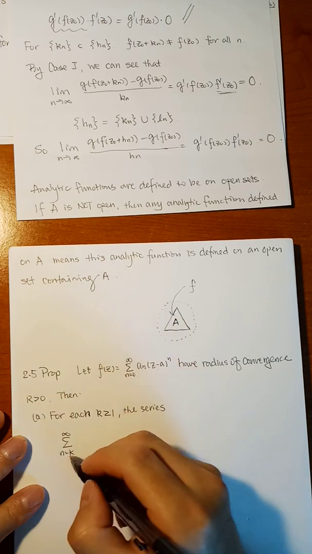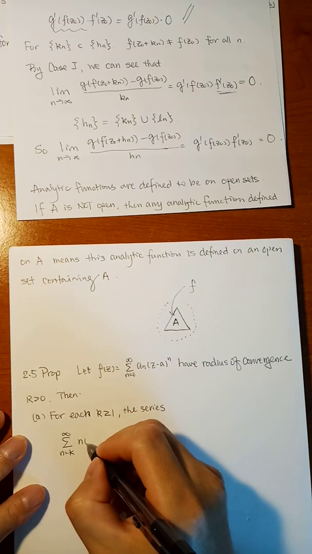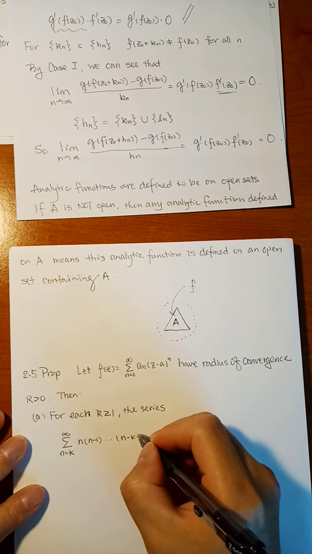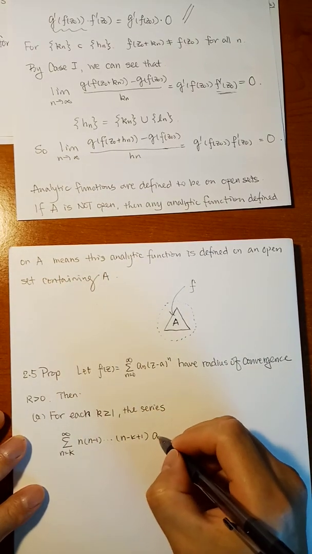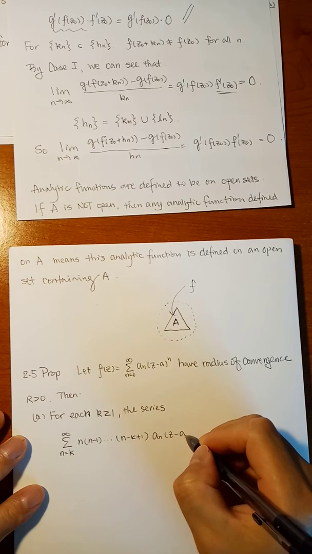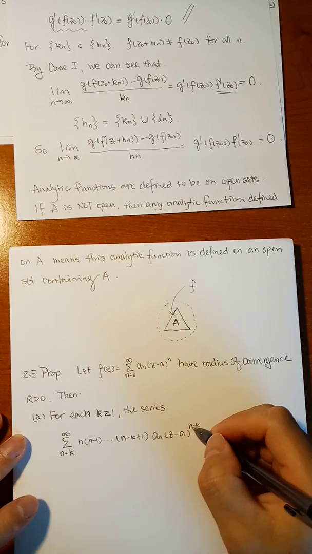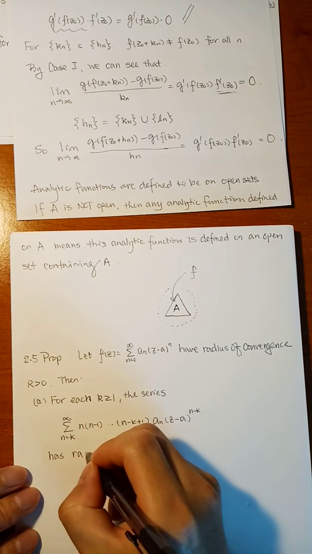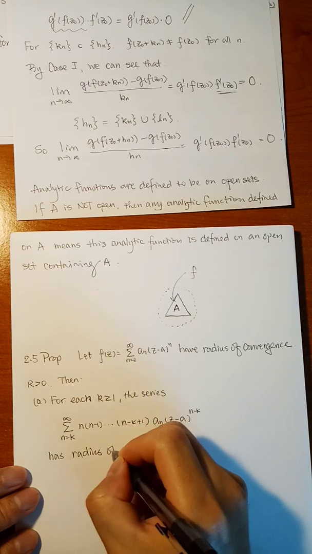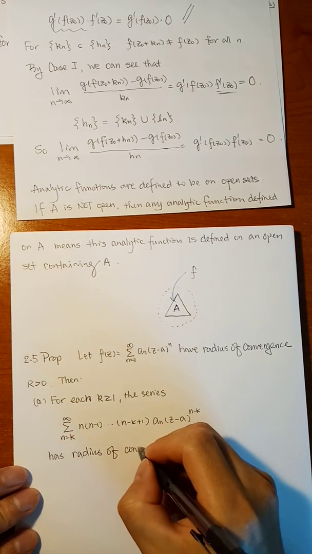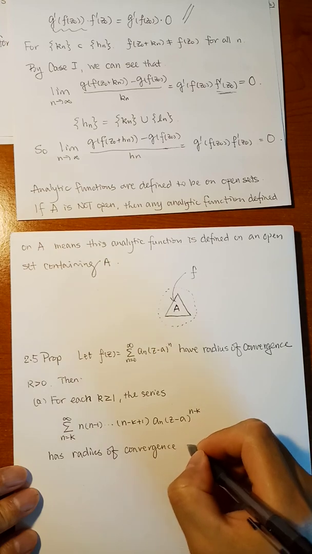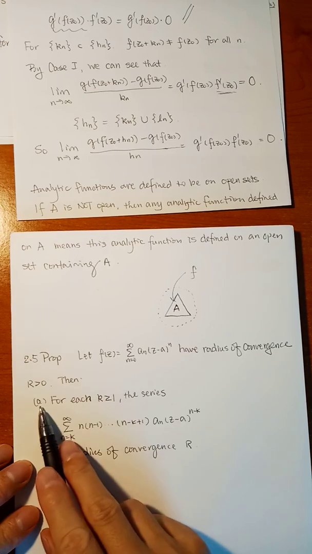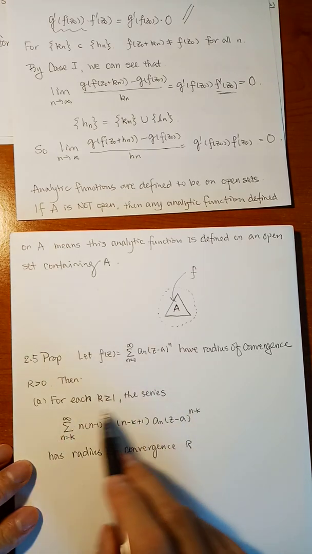Here it's n from 0 to infinity, and here it's n from k to infinity, of n times (n minus 1) up to (n minus k plus 1), times a sub n times (z minus a) to the power n minus k. This new series has radius of convergence R, the same R.